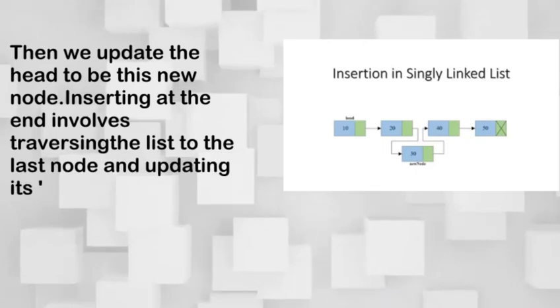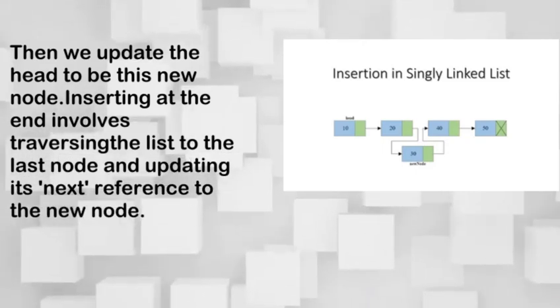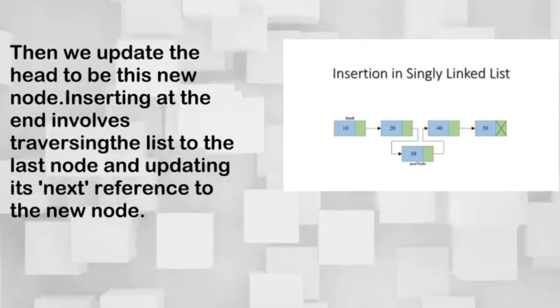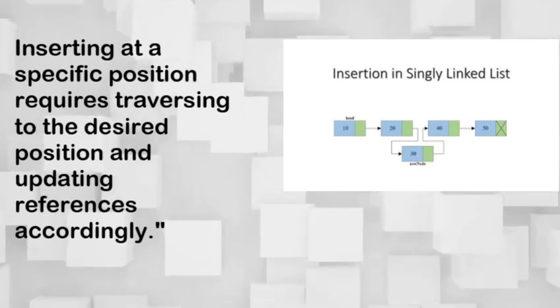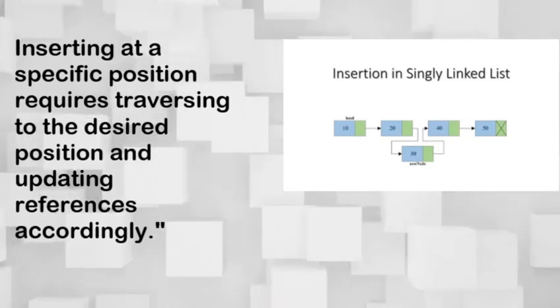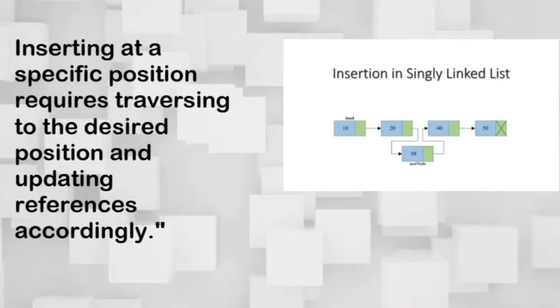Inserting at the end involves traversing the list to the last node and updating its next reference to the new node. Inserting at a specific position requires traversing to the desired position and updating references accordingly.